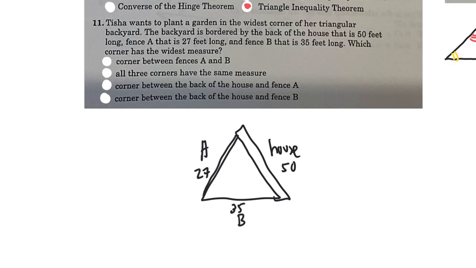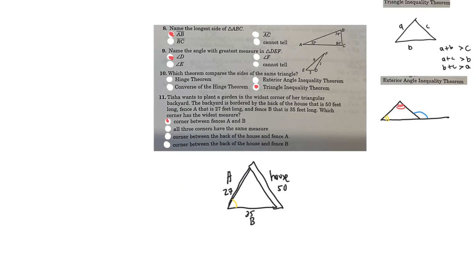Well, it's the one that's across from the longest side length. So that would be this one. So it's at the corner of fence A and fence B. So that's this one. All right. Really easy. Just got to draw it.